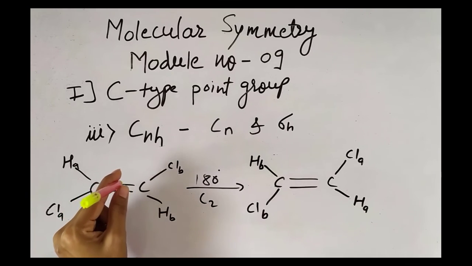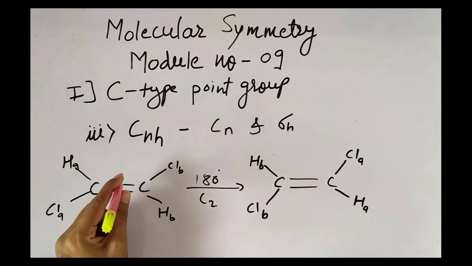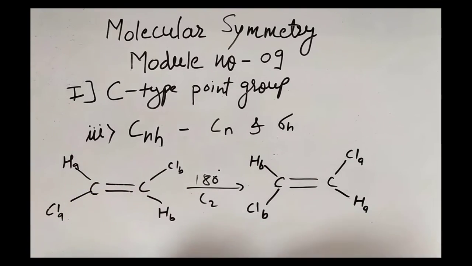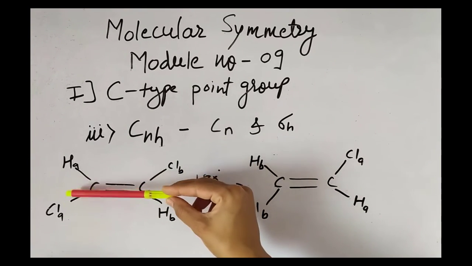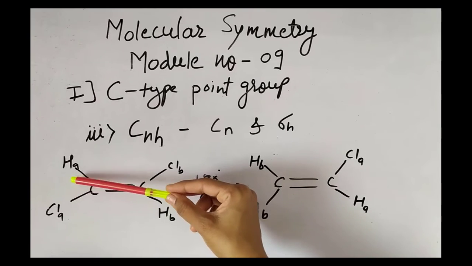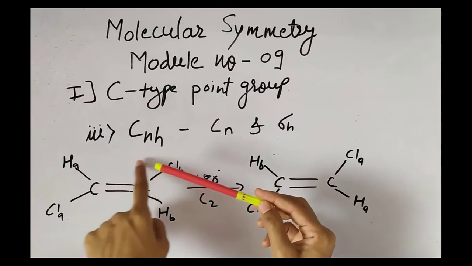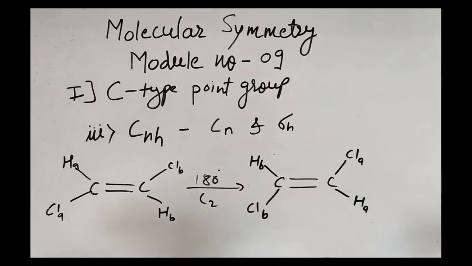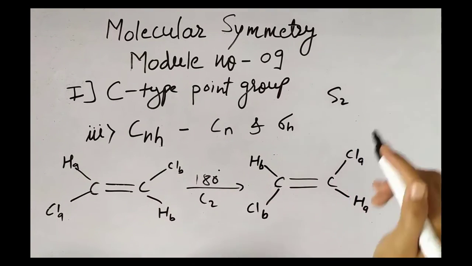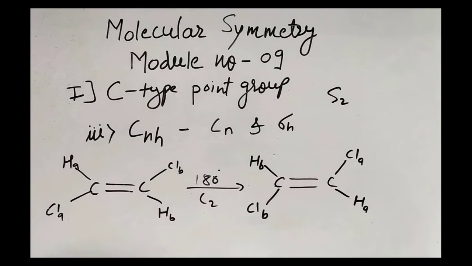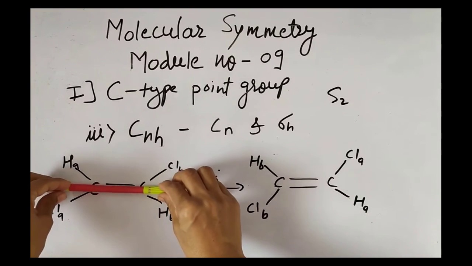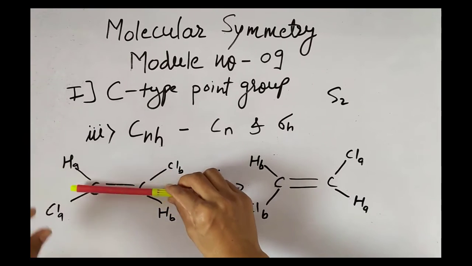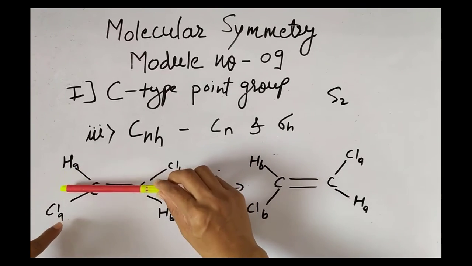Is there any other rotational axis present? Can you rotate the molecule by passing an axis like this? No. We have taken this example for understanding the S2 symmetry element, or the SN symmetry element, and in that we passed one rotational axis from here. When you pass the rotational axis from here, what will happen?